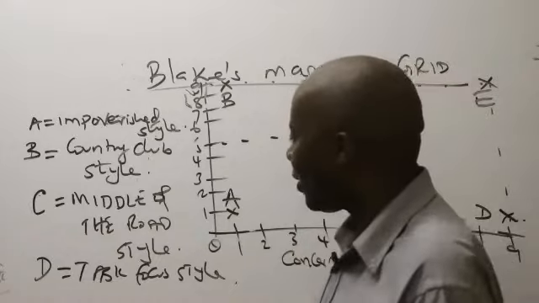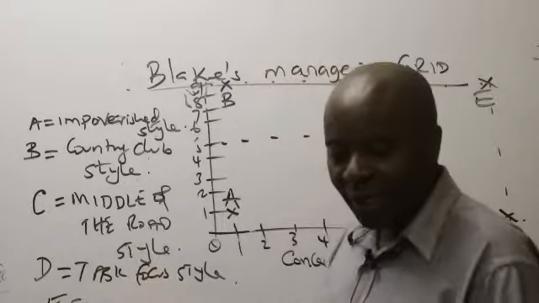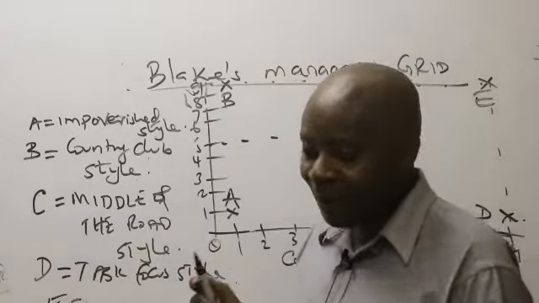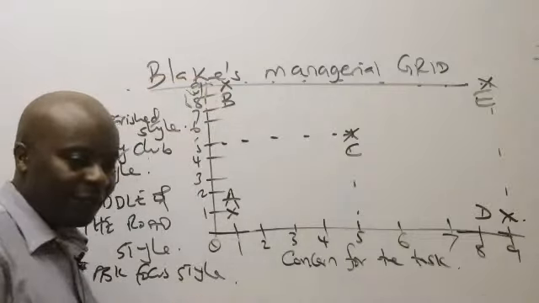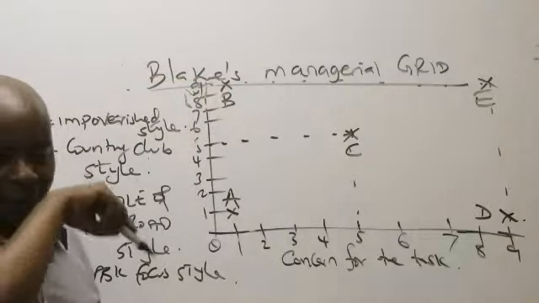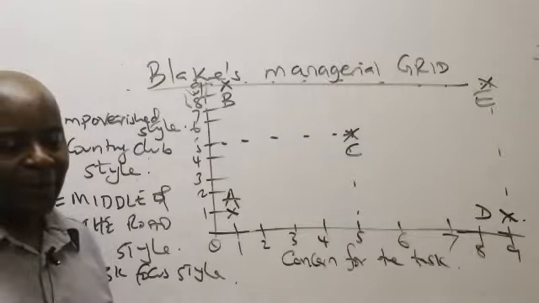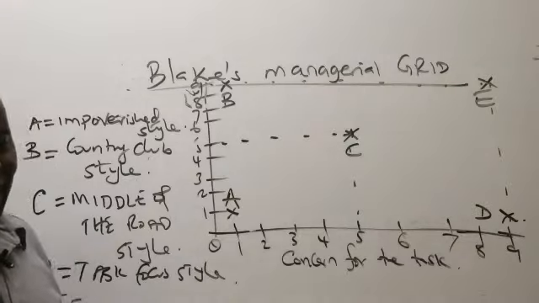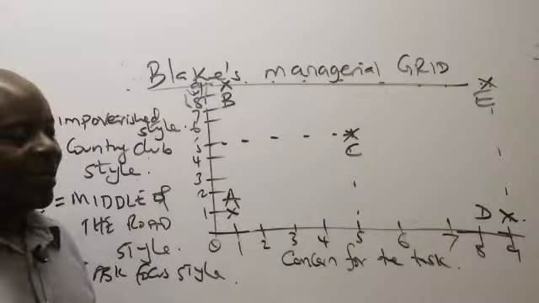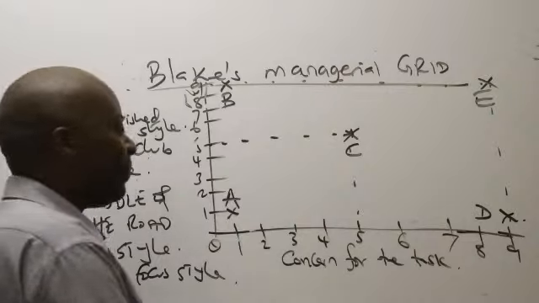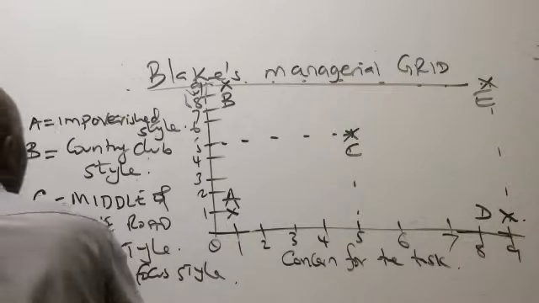The very best, ladies and gentlemen, is E. In E, you are a task person, and at the end of the day, you are a people person. Is there somebody who can remember style E? Now I am happy because I can see we are 30 participants. Yes, it is team. The team management style, or basically the team style. It's not about yourself alone.